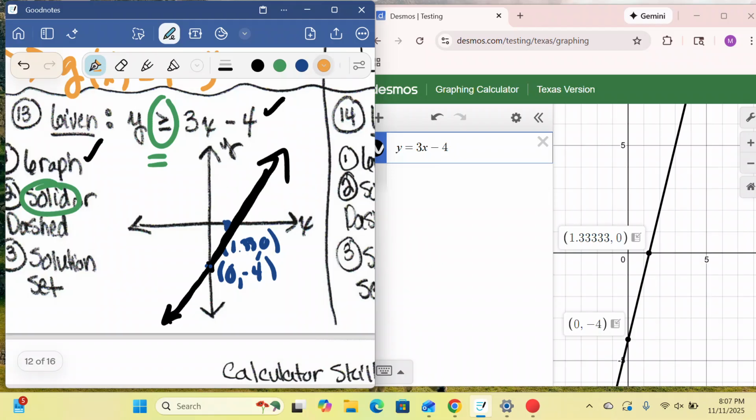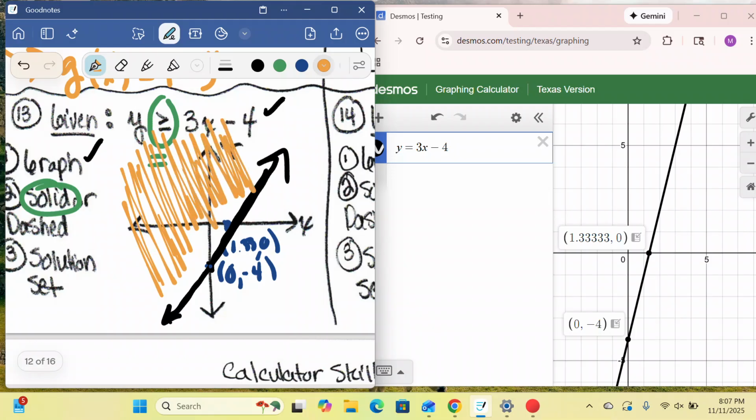So y is greater than or equal to, above wherever it's graphed, all you would do is shade the top part, because y is greater than or equal to the equation. That is the way you read it. If it's pointing towards a positive, then it's on the top. If it's pointing towards a negative, then it's on the bottom. So that is one, my solution set, whether it's solid or dashed, and one is a graph.